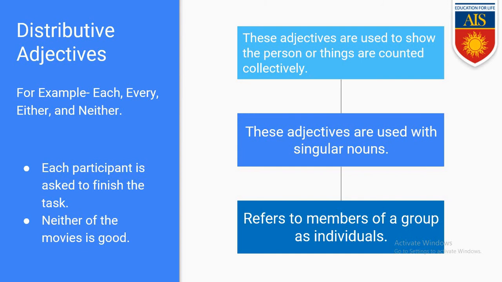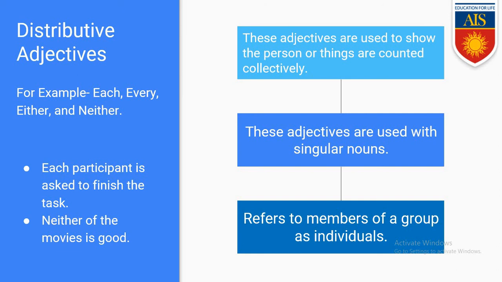Next is distributive adjectives. Distributive adjectives are used to show the person or things are counted collectively. So many persons or a group of persons, a group of things are counted as individual, as a singular one. These adjectives use singular nouns, and refer to members of a group as individual. So if there are so many members in a group, distributive adjectives help to show them as individuals.